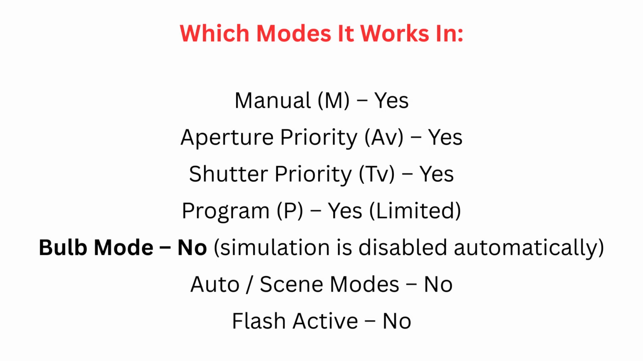Which modes does this actually work with? And the answer is manual, absolutely. Aperture priority, yes. Shutter speed priority, yes. Program mode, yes, but there is a footnote. There's limitations with it. I'll cover that shortly. Bulb mode, no. If you want to do beyond 30 seconds, which is why you turn to bulb mode, it doesn't apply. You can't use it with exposures longer than 30 seconds. Auto scenes mode, no. Flash mode, no. So they're the things when you're doing your photography, they're the ones you can use it for. The main ones are in manual, aperture priority, and shutter speed priority.